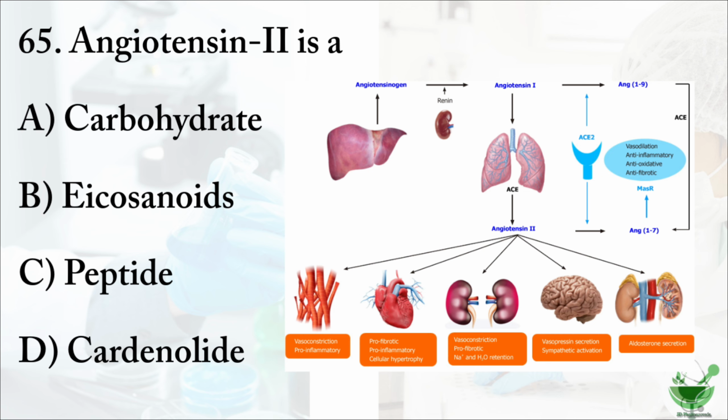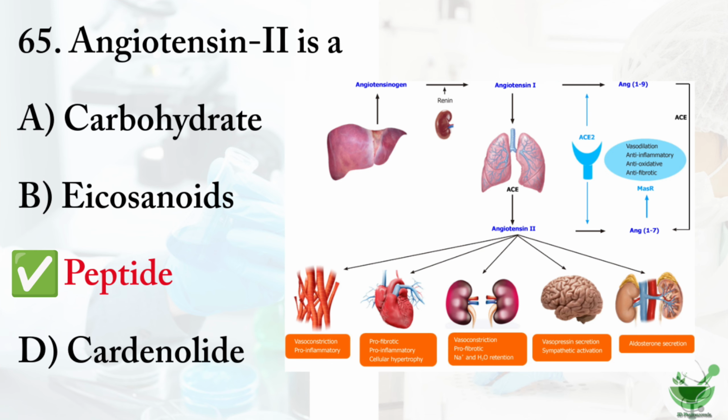Then question number 65. Angiotensin 2 is a option A, carbohydrate, option B, eicosanoids, option C, peptide, option D, cardinolide. The correct option is option C, peptide.